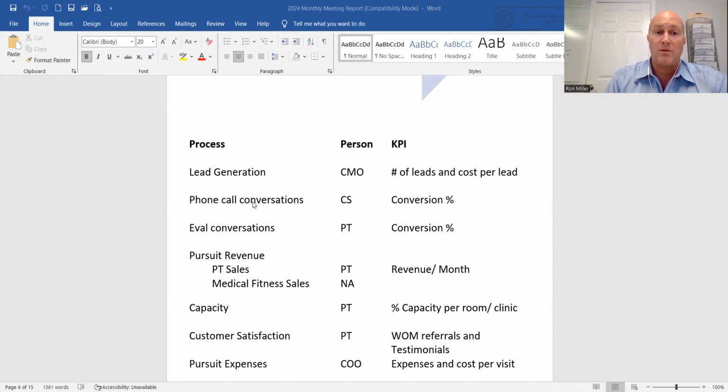Next is your phone call conversion rate. CS, for me, is our concierge specialist. She works the front desk, she manages the phone, and it's her stat, which is her percent conversion. If 10 leads call, how many actually book? Most people, if you have no sales process and no training, can convert 2 out of 10. But as you learn our phone call strategies and what to say, can you convert 5 out of 10? Can you convert 6 or 7 out of 10?